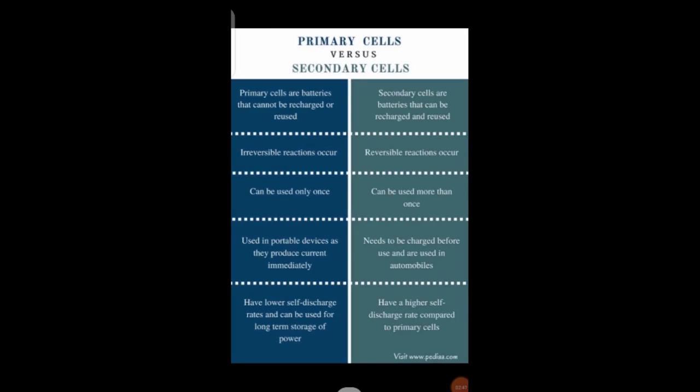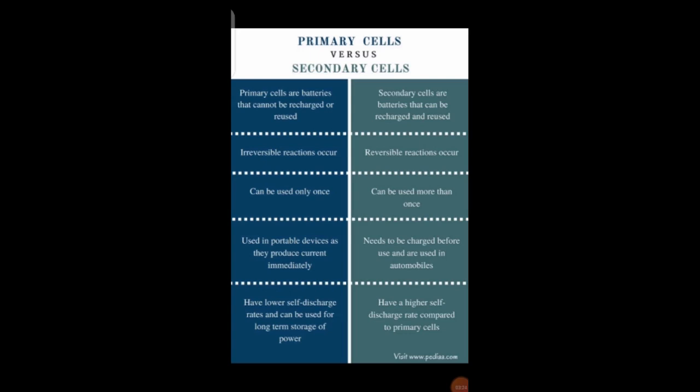Okay, before studying further, you should know that there are two types of cell, that is the primary cell and the secondary cell. What do you mean by the primary cell, or what do you mean by the secondary cell? We will talk about it over here. Primary cells are batteries that cannot be recharged or reused, and secondary cells are the batteries that can be recharged and reused. There are many cells and batteries which cannot be reused, so called the primary cells, and those that can be recharged are called the secondary cells.